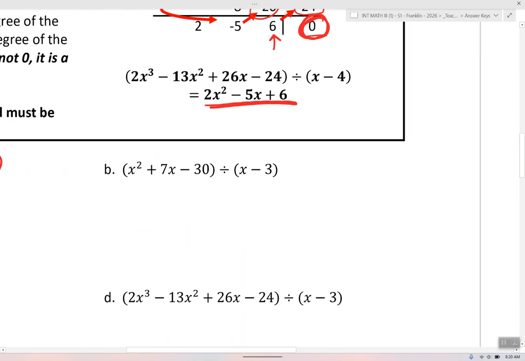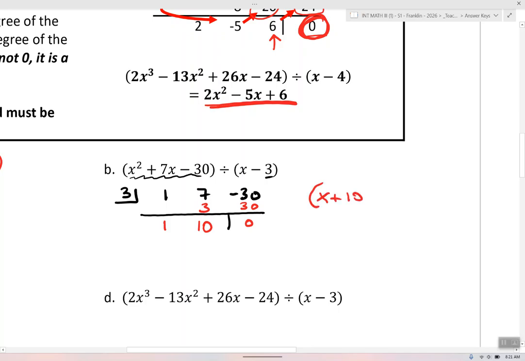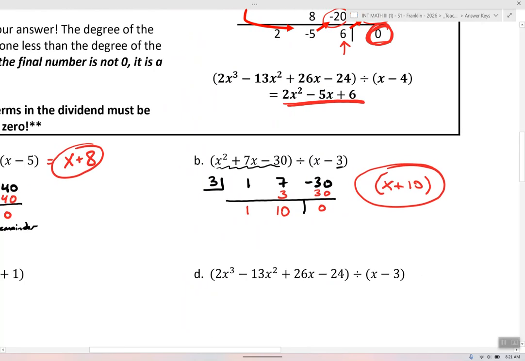Let's try another one. So we write our number 3 here in the box. Write the coefficients of our dividend, 1, 7, and negative 30, like this. Okay, bring down the first number, a 1. 1 times 3 is 3. Add down, we get 10, and 10 times 3 is 30. And again, we get 0 for a remainder. So our answer here is x plus 10. And you can put the parentheses around it or not. I didn't on this first one.